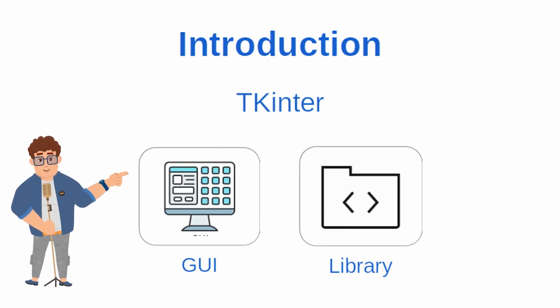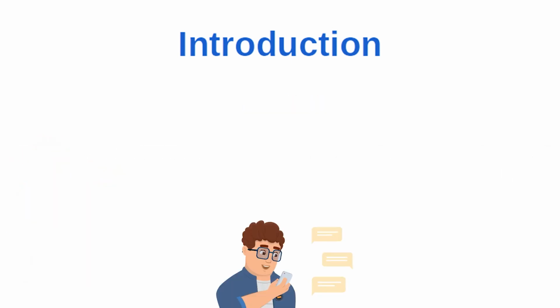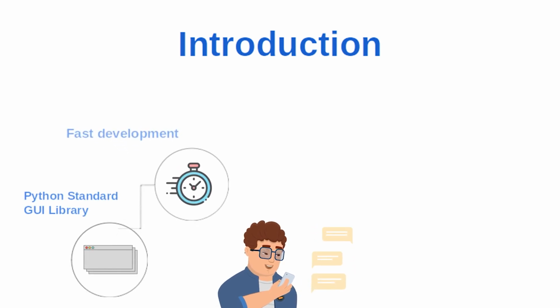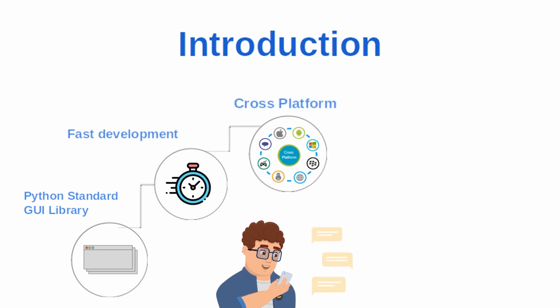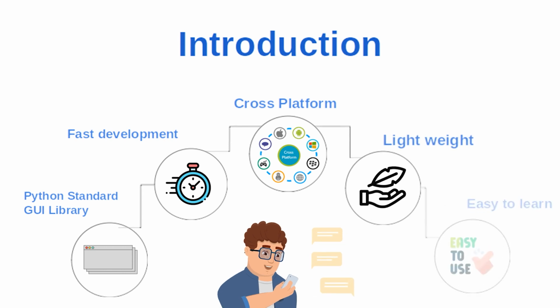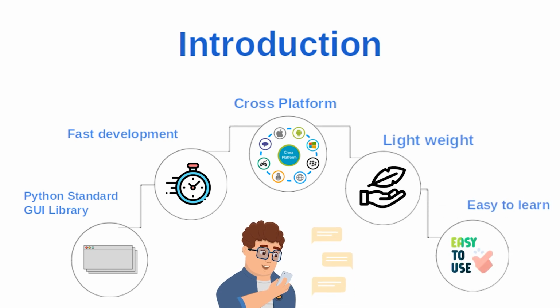Introduction. Tkinter is a GUI library to create GUI applications for desktop computers. Tkinter is the standard Python library for GUI applications, which makes development of GUI applications very fast. It is cross-platform, which means we can make applications for different operating systems using the same program. It is very lightweight and super easy to learn, therefore it is the best choice for beginners to start GUI programming.